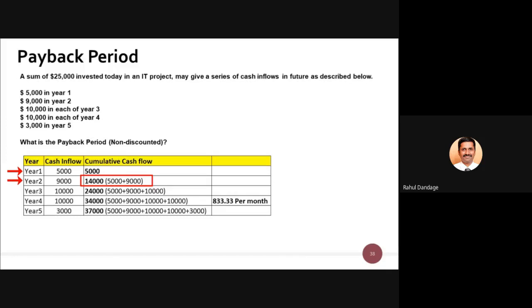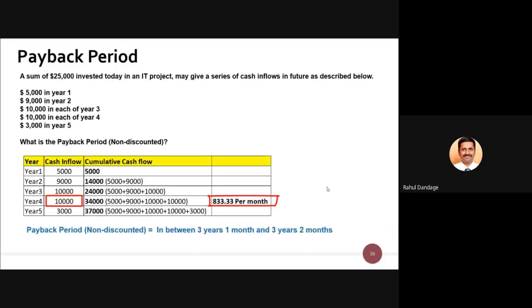And using the same cumulative addition, by the end of year three, we can recover $24,000 in total. And that leaves us with $1,000 more to recover. So by the end of year four, we can recover up to $34,000. Since we only are concerned with recovering $25,000, what we can do is we can break the $10,000 in the year four month wise. So it will give us $833 per month. So going by this logic, we can recover our investment in about 3 years and 2 months time.